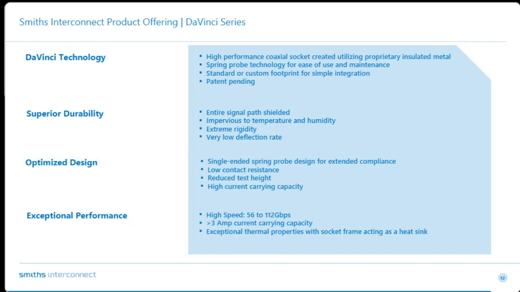Well, in the next slides, we will go through the process that applications engineers take to ensure that when the socket's delivered, it works out of the box. To start is our flagship product, known in the market as the DaVinci product line. This is our patented matched impedance coaxial technology. Now, this slide lists several advantages of this technology, but the main key here is the proprietary insulated metal socket body. This allows the entire signal path to be shielded by a grounded body, which emulates a coaxial structure at the critical signal path for high-speed performance.